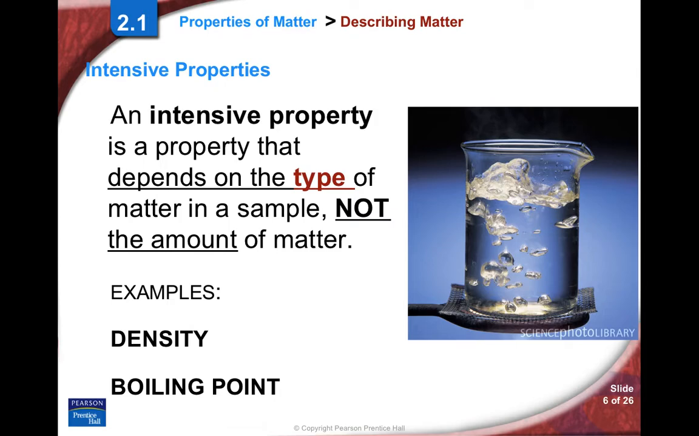Intensive properties, on the other hand, are properties that only depend on the type of matter, not how much of it. It doesn't matter if you have 5 grams of water, 5,000 grams of water, 5 million grams of water, it still has the same boiling point for the same atmospheric pressure. Density also stays constant. This is for pure substances, okay? And we can use these intensive properties to help us identify what a substance is.